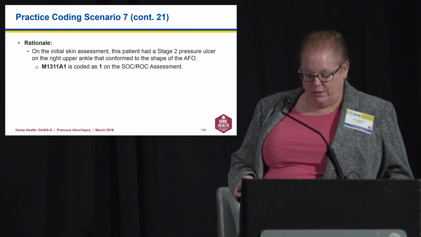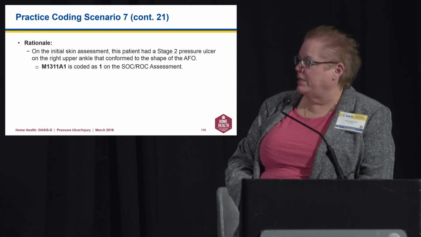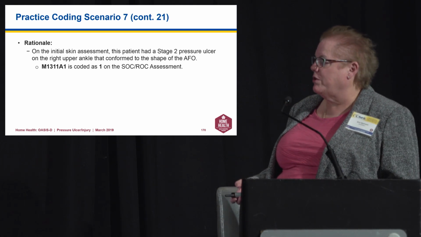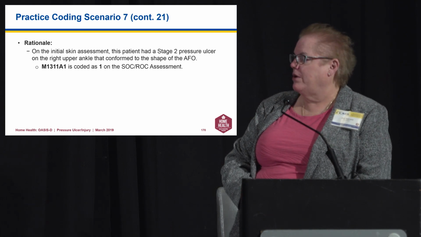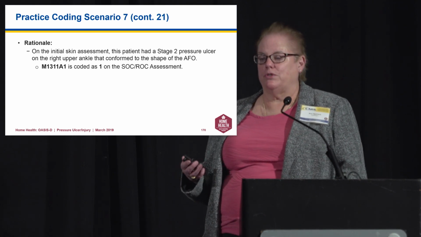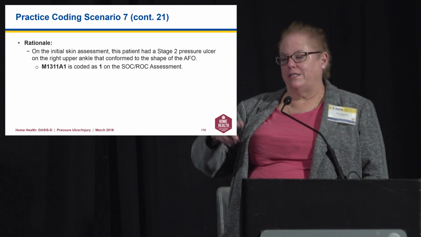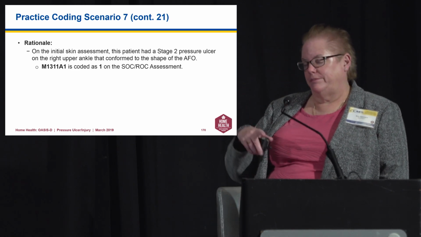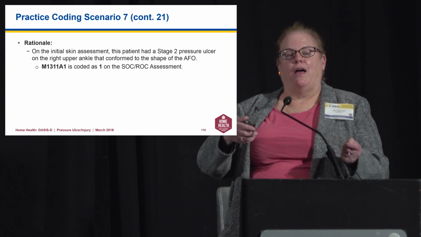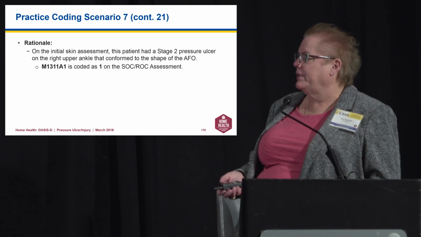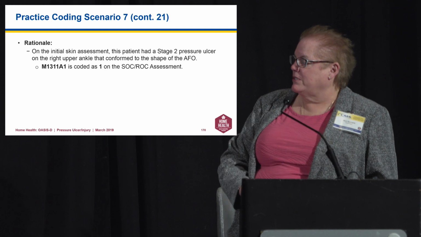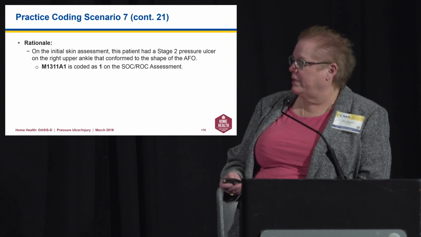So the rationale for this particular one: on the initial skin assessment, the patient had a stage 2 pressure ulcer on the right upper ankle, and it conformed to the shape of the AFO. And often that's where you see it's device related. You can really tell because you can align it with something they're in, either their wheelchair or a splint or whatever. So M1311A is coded as 1 on the SOC/ROC.